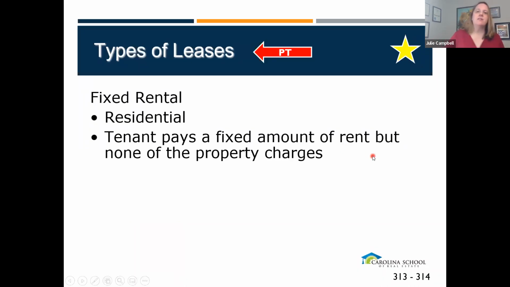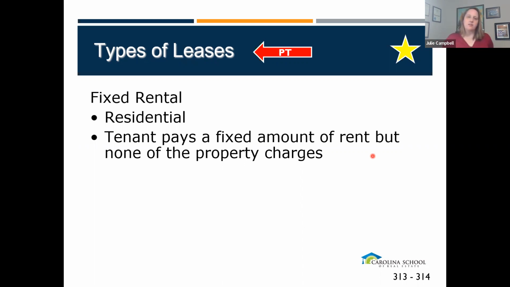And the first type of lease is something called a fixed rental. This is what we see typically in a residential lease. The tenant pays a fixed amount of rent, but none of the property charges. The landlord pays the taxes and the homeowner's insurance. Those costs might be rolled into the rent that the tenant pays, but the landlord pays the property charges. The tenant's not responsible. In these situations, what the tenant has is renter's insurance, to protect their stuff. But the landlord is responsible for paying homeowner's insurance. Again, this is typically what we see in a residential lease.